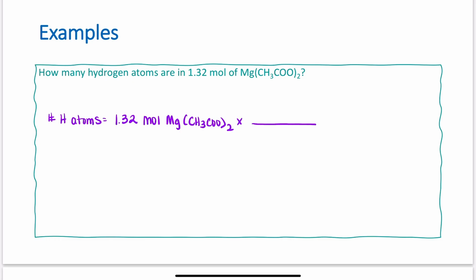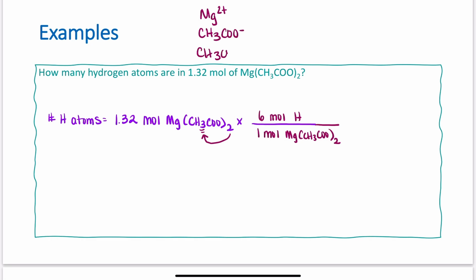I want hydrogen. And when I look in here, I see the 3 there, right? But don't forget the 2 out front applies to all of it, which means I really have 6 moles of hydrogen for every 1 mole of magnesium acetate. Basically, that formula is 1 magnesium ion and 2 acetate ions. That's the entire compound. So I really have 3 and 3, 6 hydrogens overall.